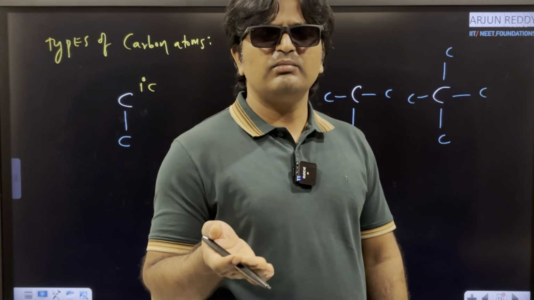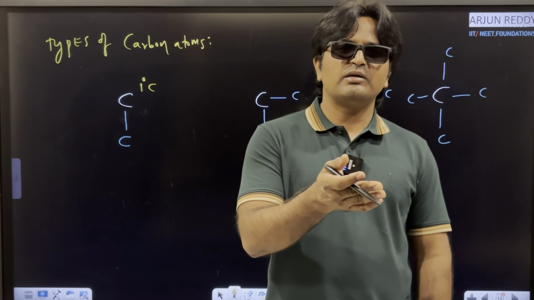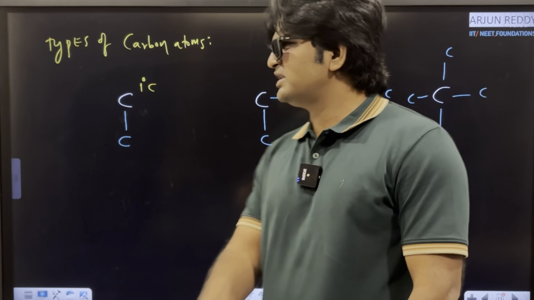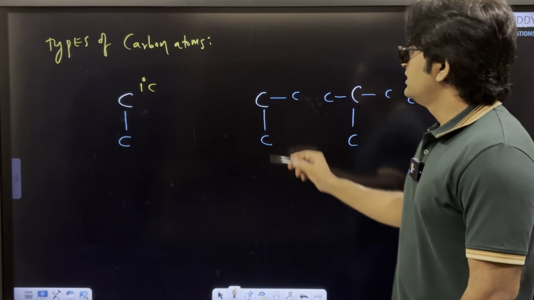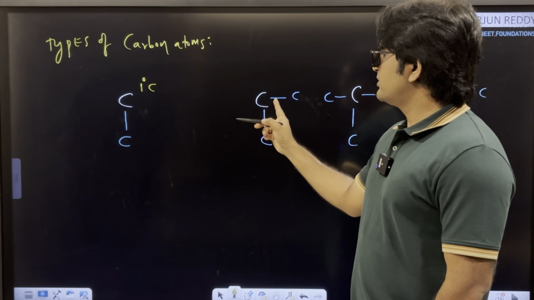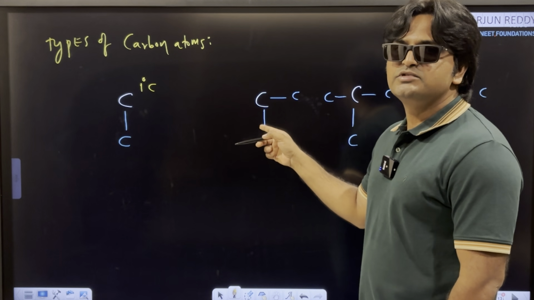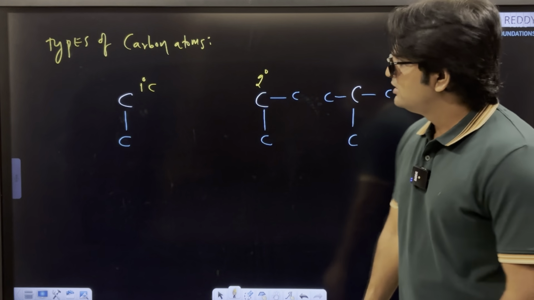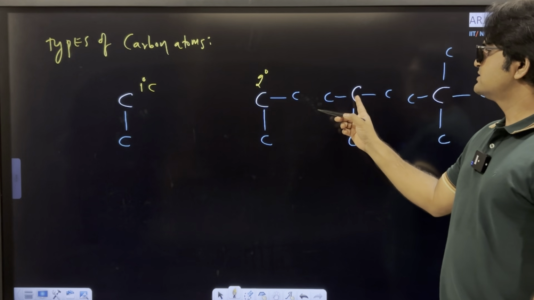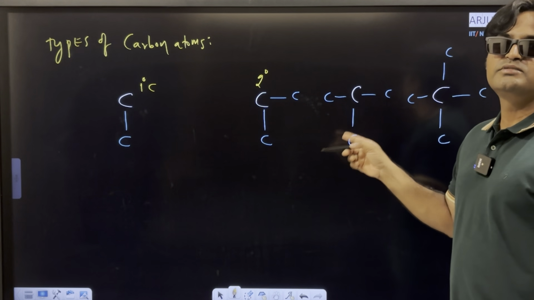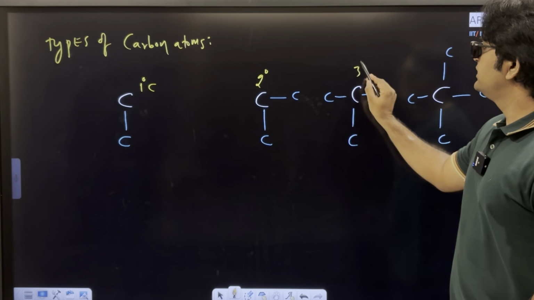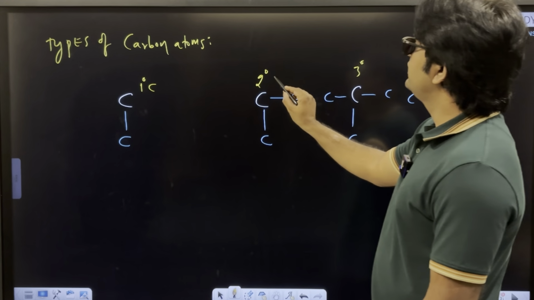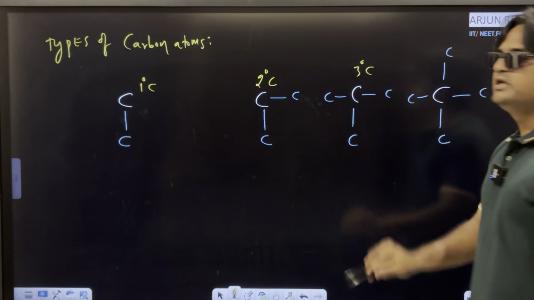In 1 degree carbon, the carbon is connected with 1 carbon atom. 2 degree, 2 carbons. 3 degree, 3 carbons. 4 degree, 4 carbons. Very simple. Now let us look at this carbon atom. Connected with how many carbon atoms? 2 carbon atoms. What is the degree of this carbon? 2 degree. Next one. Here this carbon is connected with how many carbon atoms? 3 carbon atoms. What is the degree of this carbon? 3 degree.